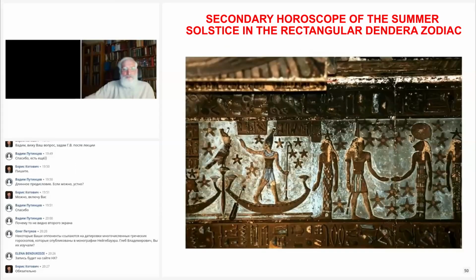This is the secondary horoscope of the summer solstice in the rectangular Dendera zodiac. The secondary horoscope in Gemini also arises here.